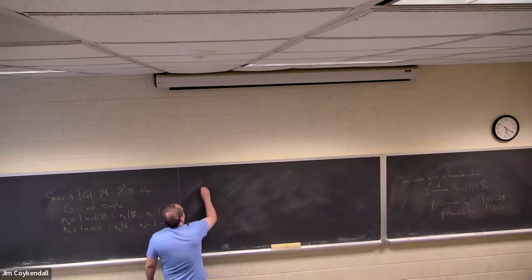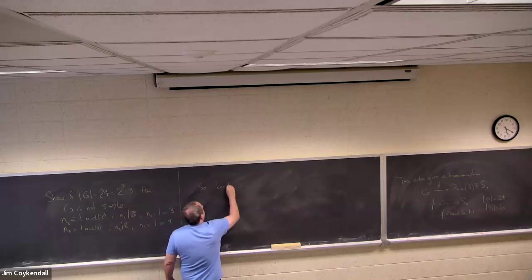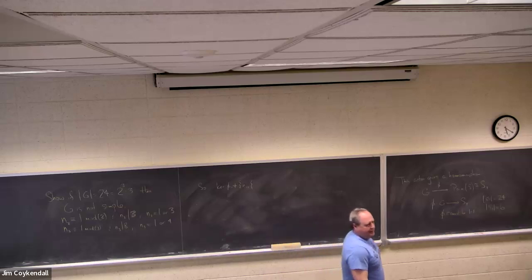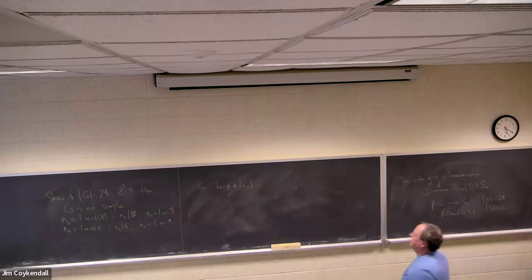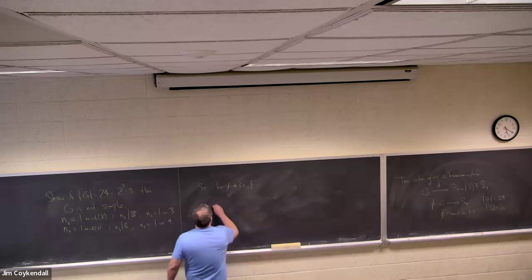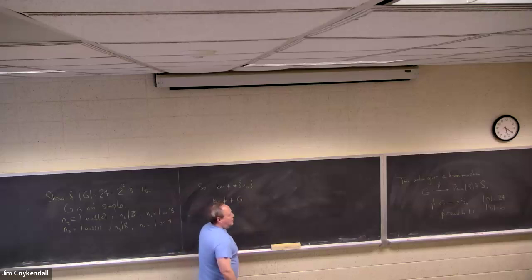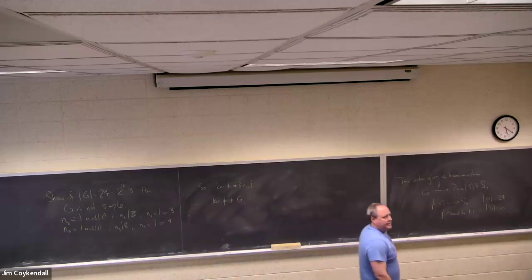So the kernel of phi is not the identity. Because if the kernel of phi were the identity, it would be 1-to-1. And also, there's one more thing. The kernel of P can't be all of G either. Anybody tell me why? This is a little subtle, but it's not too bad.